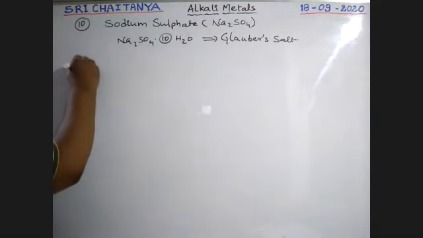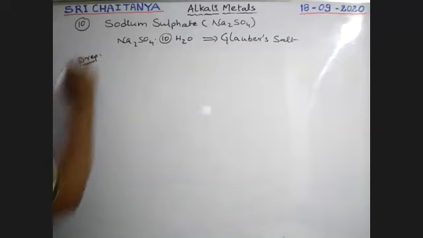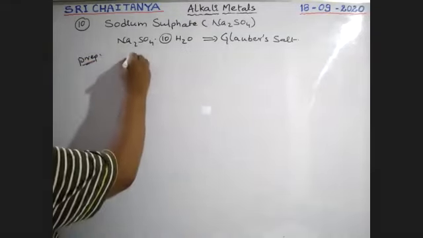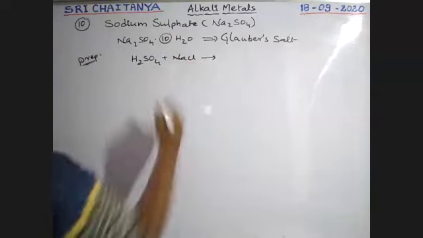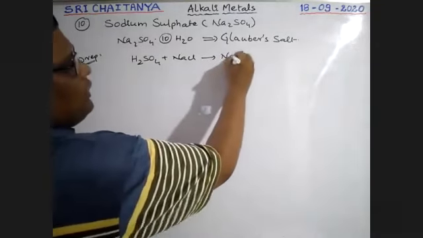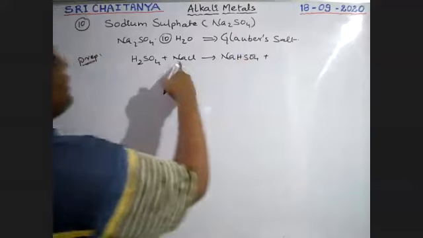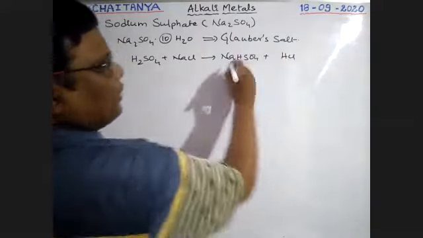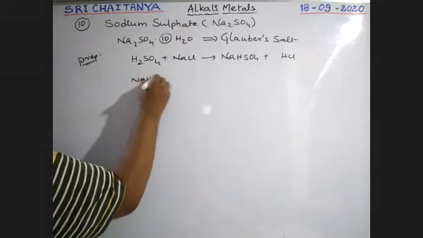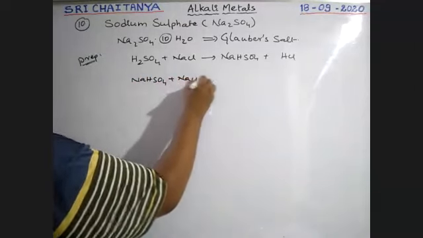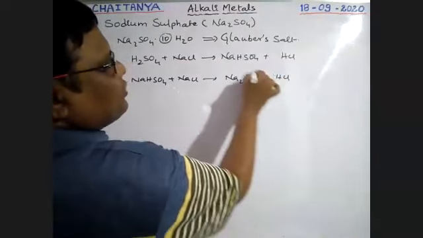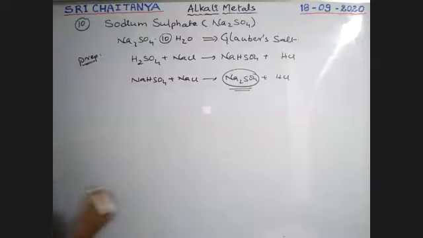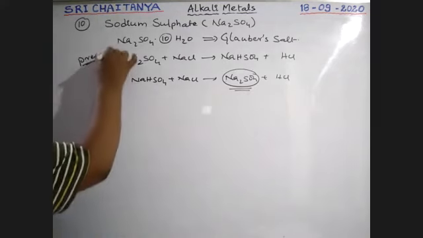So what are the preparation methods for this one? First of all, when H2SO4 reacts with NaCl, one of the hydrogens is replaced, giving NaHSO4 plus HCl. This NaHSO4 further reacts with NaCl, which gives Na2SO4 plus HCl. So this is the way to prepare sodium sulfate. Okay, next one. That is the first one.